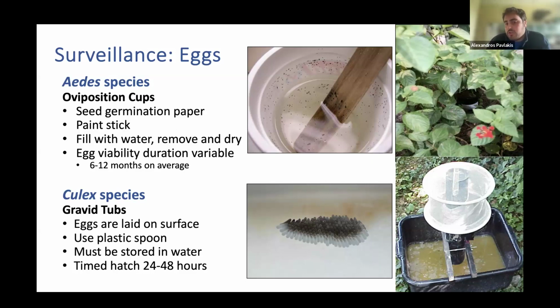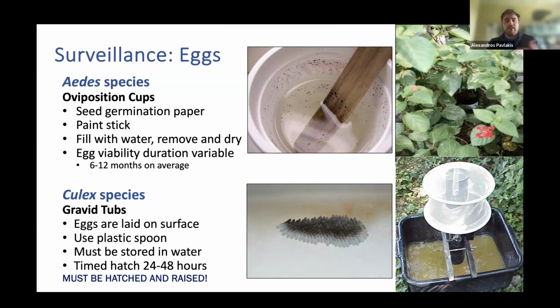What's important when we're doing Culex surveillance is you want to separate those egg rafts because you don't know which species laid them or if multiple species laid in that tub. So you want to separate the egg rafts as much as possible. What's different between Aedes and Culex is Culex will have a timed hatch. So they will hatch within 24 to 48 hours. But to identify these at the egg stage, you're going to really have to hatch them and raise them to identify what species laid these eggs.